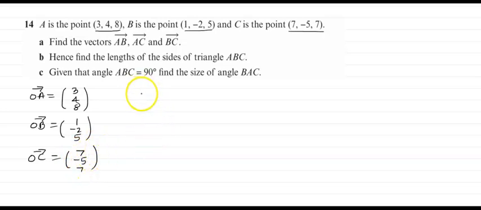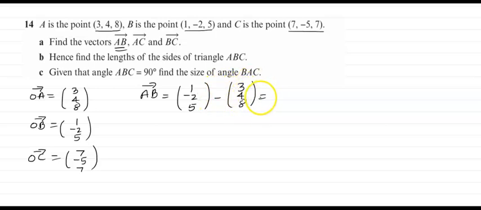Okay. Now we can find AB. So AB means position vector of B minus position vector of A. So that should be 1, minus 2 and 5, and position vector of A is 3, 4 and 8. So once we simplify it, it should be minus 2, minus 6 and minus 3.